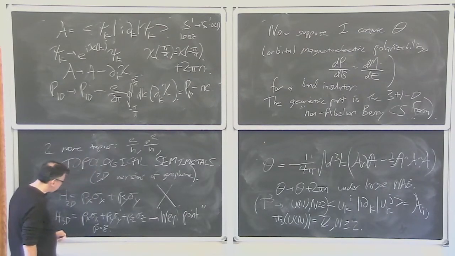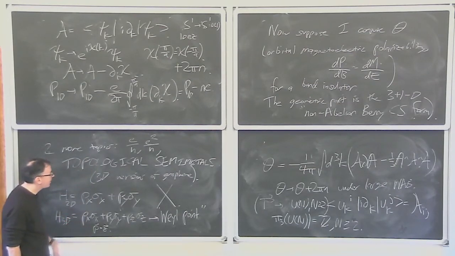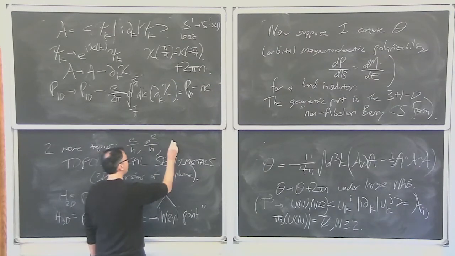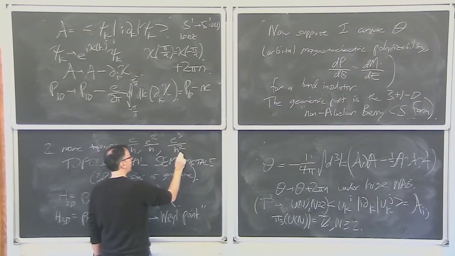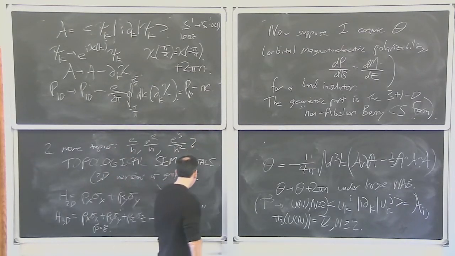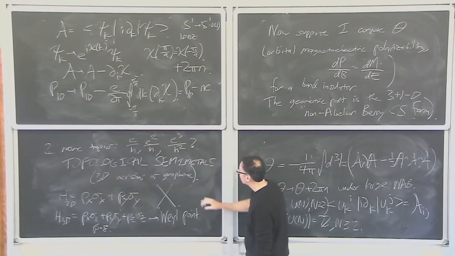Something we worked on a lot the last couple of years. We think that there is a response in these Weyl semimetals that is the first example of an e cubed over h squared response in some optical property. And there's a little bit of experimental evidence, but it's not quite clear. So that's one direction, topological semimetals.